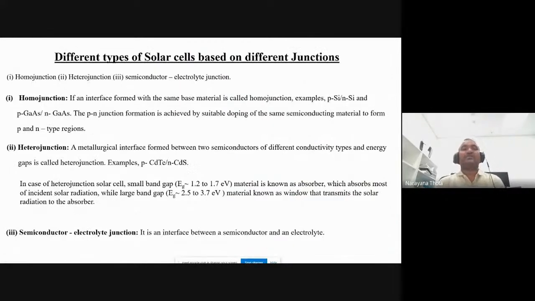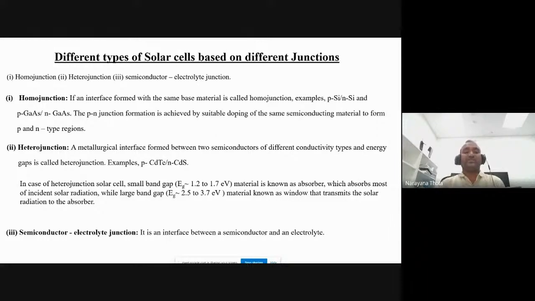So a solar cell is a type of PN junction. We have to consider one semiconductor that will give electron hole pairs. If there is a junction, this junction will separate the created electron hole pairs to the contacts. There are different types of solar cells based on different junctions. One is homo junction, hetero junction, and semiconductor electrolyte junction. There are three main types of junctions used in solar cells.